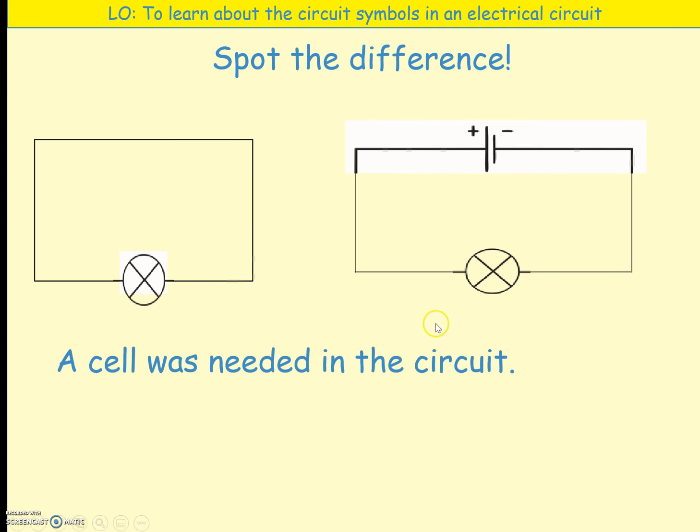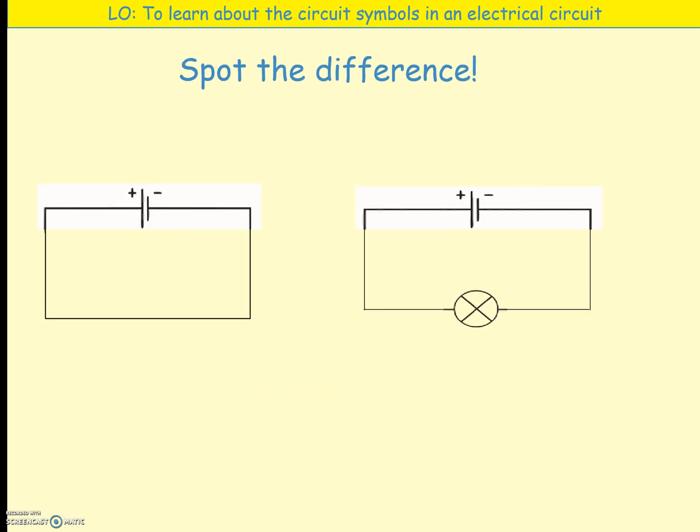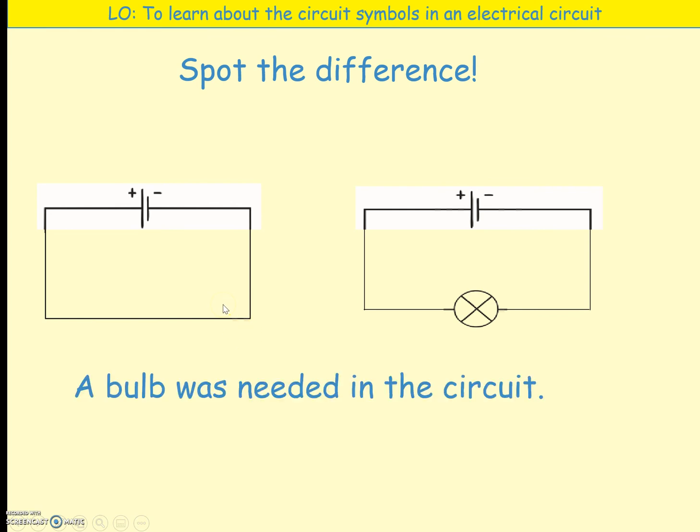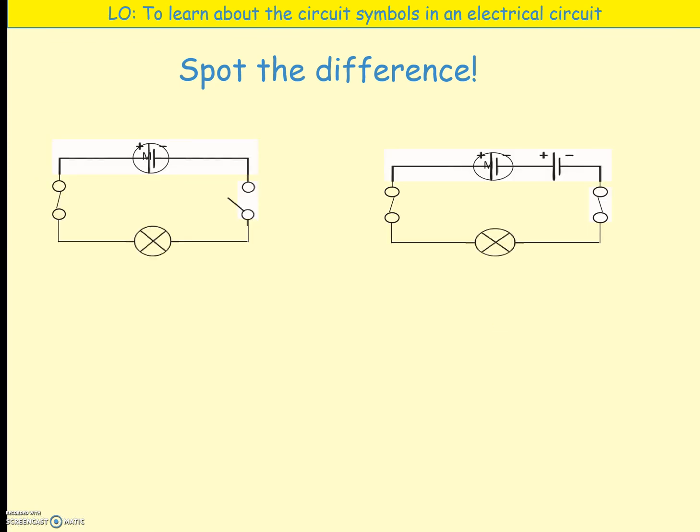A cell was needed in the circuit. If you notice, in this diagram, there is no cell, and in this diagram, there is a cell. How about this one? Can you spot the difference? That's right. In this diagram, there was no bulb. In this diagram, the bulb's been placed in order for the circuit to be complete. How about this one?